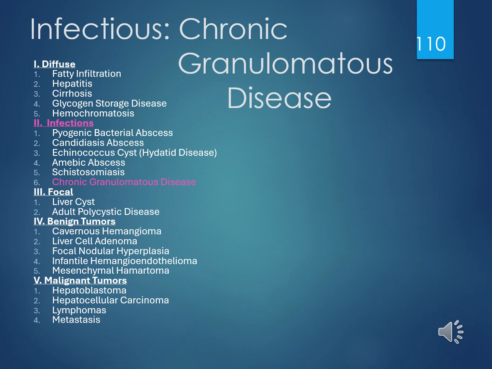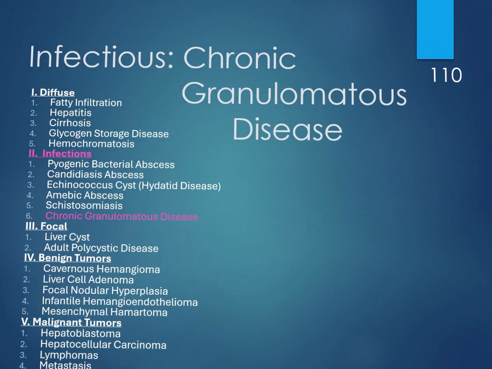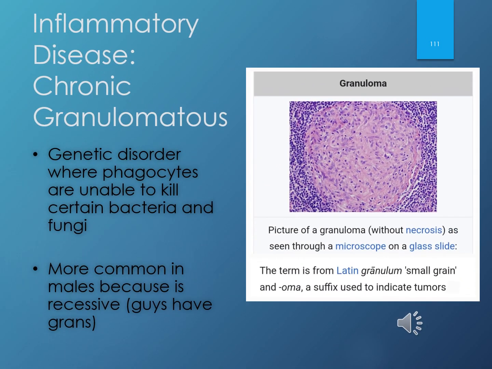Chronic granulomatous disease is our final infectious inflammatory disease. So we just talked about granulomatous changes. You can have granulomatous changes just about anywhere in your whole body. A granuloma looks like, under a microscope, that picture in the upper right hand corner, and all those little purple stained dots look like small grains, and that's where granuloma comes from.